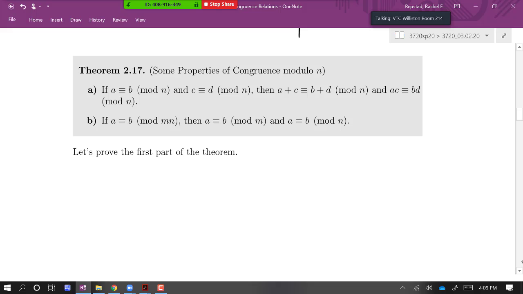We're going to prove the first part. The second part is actually not difficult. It might show up on one of the exercises. We'll sort of show how we go about doing the first one. So let's suppose that A is congruent to B and C is congruent to D.